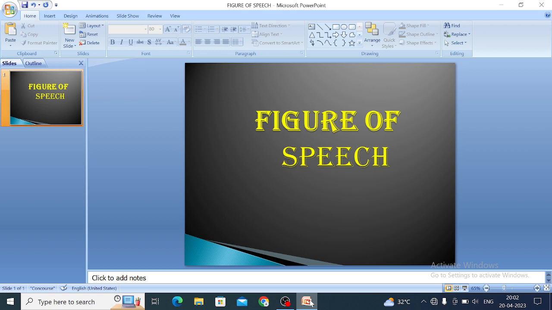Next figure of speech is apostrophe. This happens when a character addresses an object, idea, or imaginary person as if they were in the room, and another character is talking to them as though someone is there. This is different from personification. In personification, we are giving human qualities to animals. But in apostrophe, we are imagining that there is someone in the room or beside us, and we are talking to them. It may be a person, an animal, or some object.